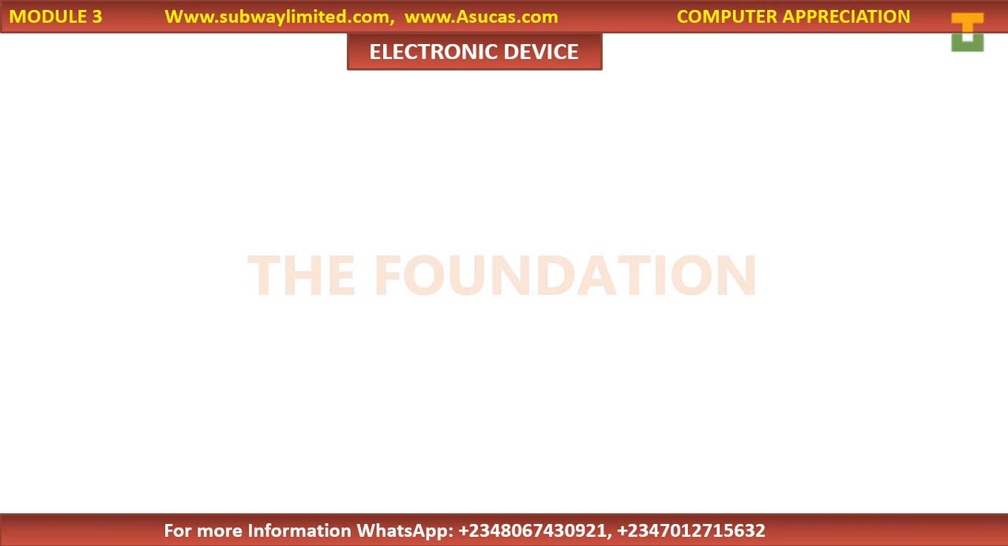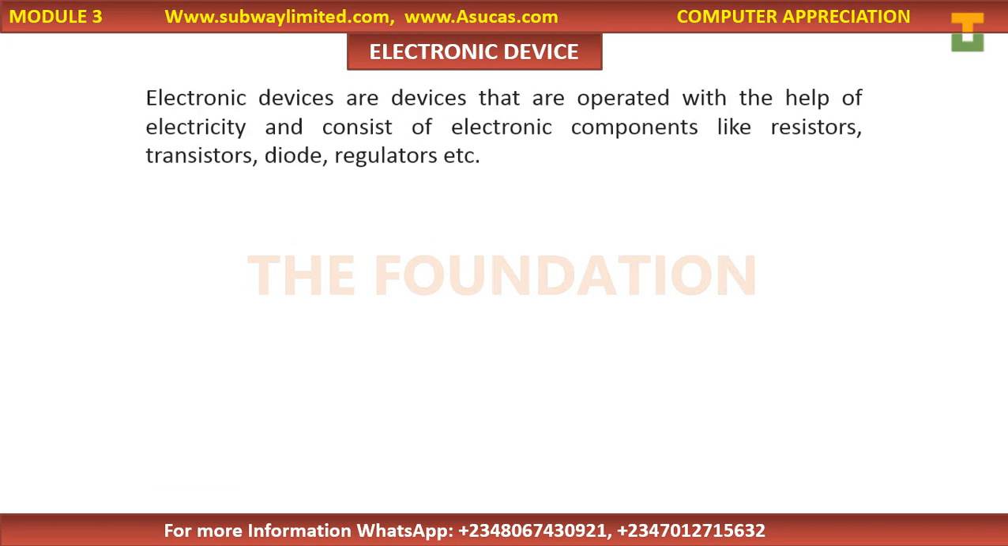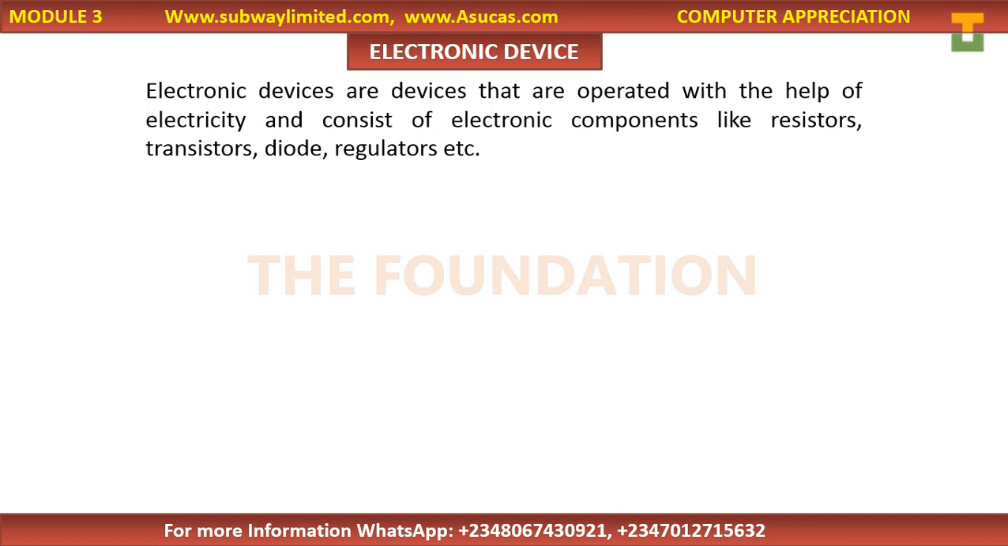So let's see, if we say computer is an electronic device, what do we mean by electronic device? We said that electronic devices are devices that are operated with the help of electricity. Any electronic device must need electricity to function, and consists of electronic components like resistors, transistors, diodes, regulators, etc. So when we say your table is not an electronic device, your bed is not an electronic device, your textbook is not an electronic device, your fan is an electronic device.